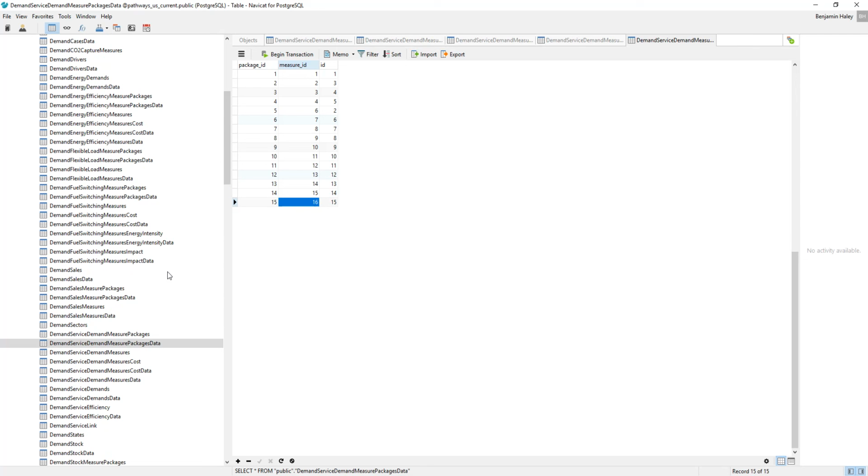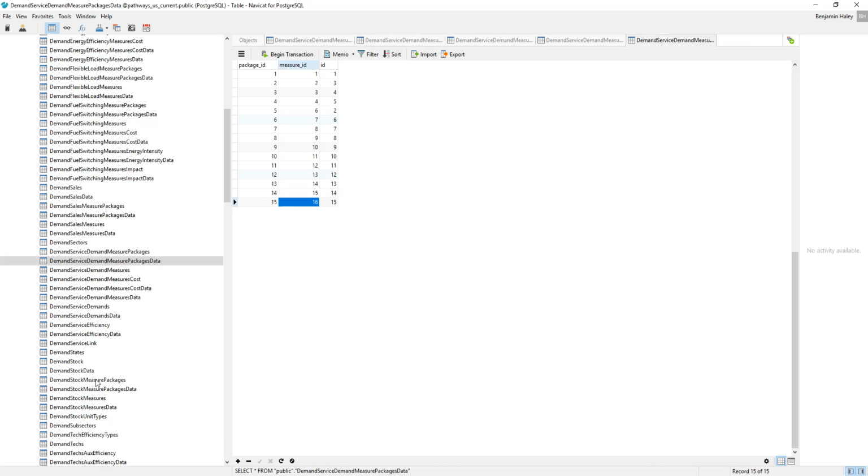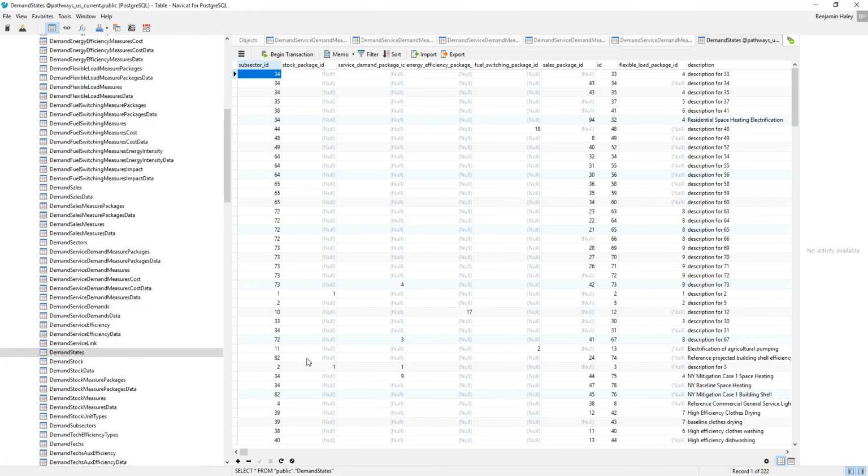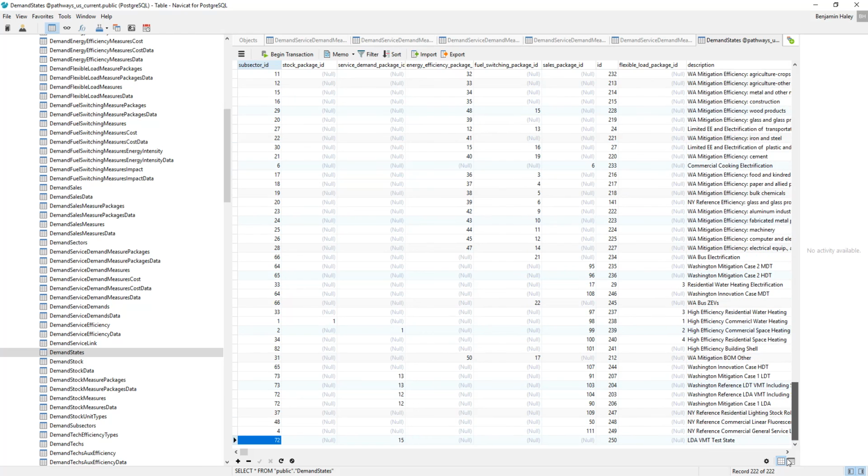So we've now defined the measure, we've loaded the measure into the package, and now what we have to do is actually put the package into what we call a demand state. Demand state is a combination of packages operating in concert on a subsector. So as you can see, we have the option of a stock package, a service demand package, an energy efficiency package, a fuel switching package, a sales package, and a flexible load package. So what we are going to do here is only use the service demand package for this.